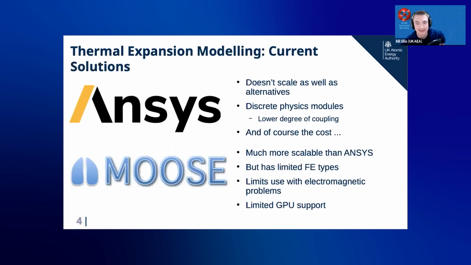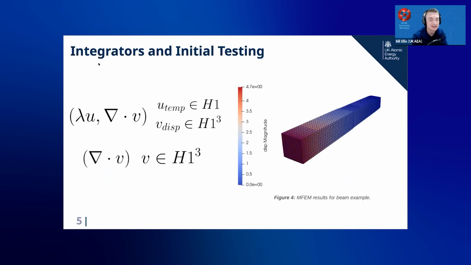Next slide, please. So the current solutions that are used within UKAEA are ANSYS, which despite costing $1 billion, doesn't scale very well, and MOOSE, which is much more scalable than ANSYS, but has limited FE types. And as mentioned, given this is magnetic confinement fusion, the lack of FE types limits the use of electromagnetic problems in MOOSE. Next slide, please.